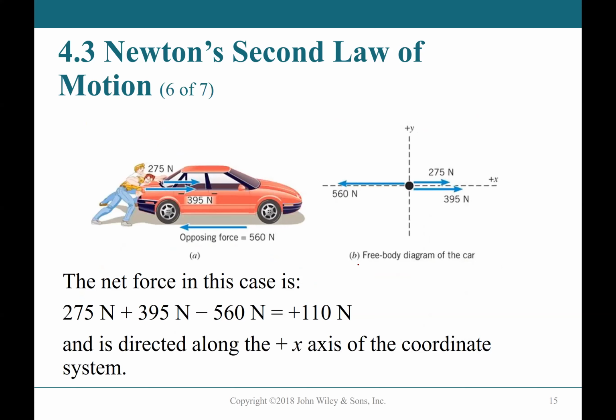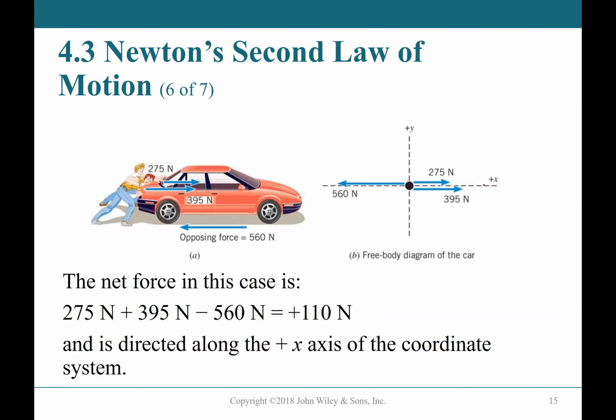So what's the net force? The net force then is the two forces acting in the positive direction minus, because this force is an opposing force, and we get a net force of 110 newtons. You notice that it is directed along the x-axis. In other words, the net force is also directed in the same direction as the object is moving. So if it's enough force to overcome this force, the object will move in this direction.